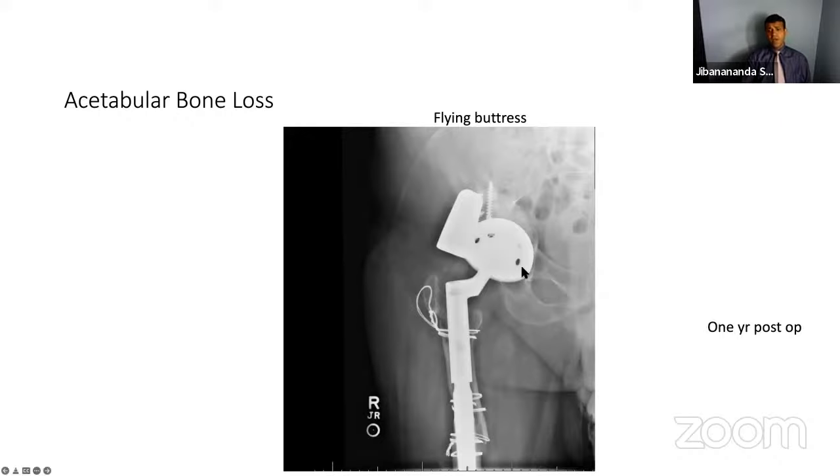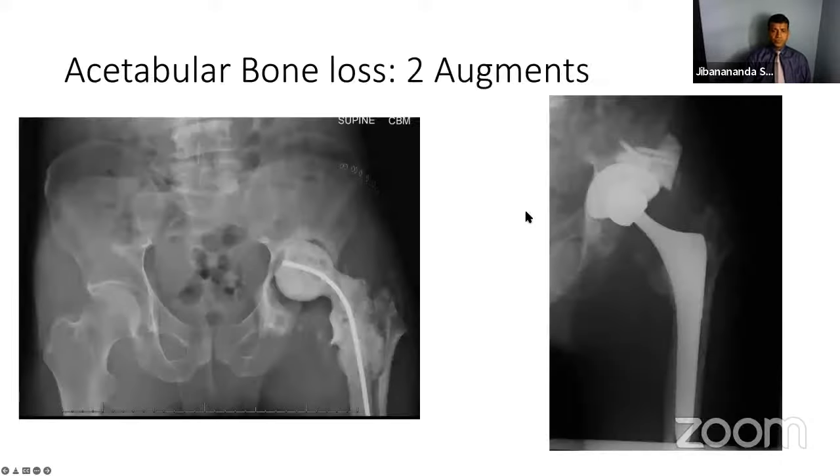As you can see, the cup is pretty big. It's a jumbo cup. I believe it's a 66 or a 68 cup, and that gave us good column support. Then the uncovered cup was supported with the flying buttress, and the medial side had bone graft, and it has nicely incorporated.